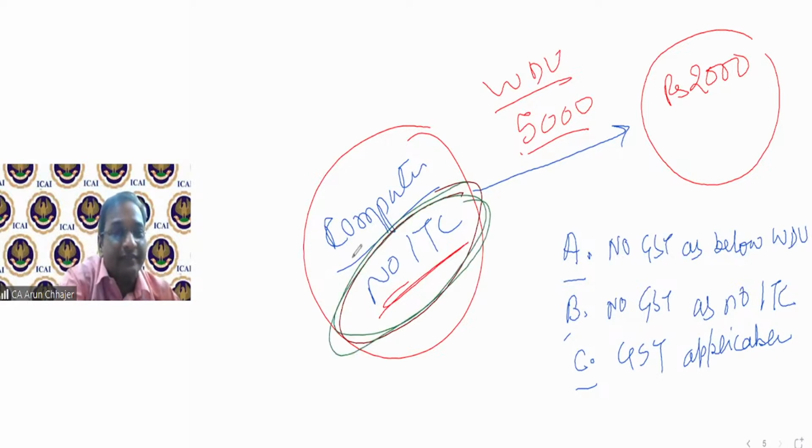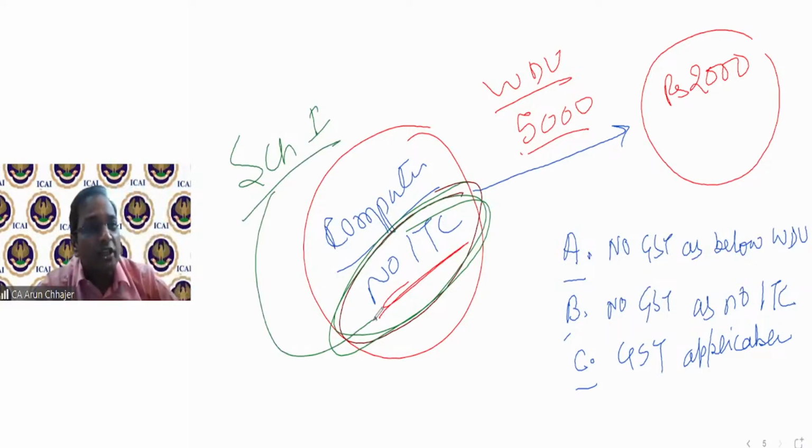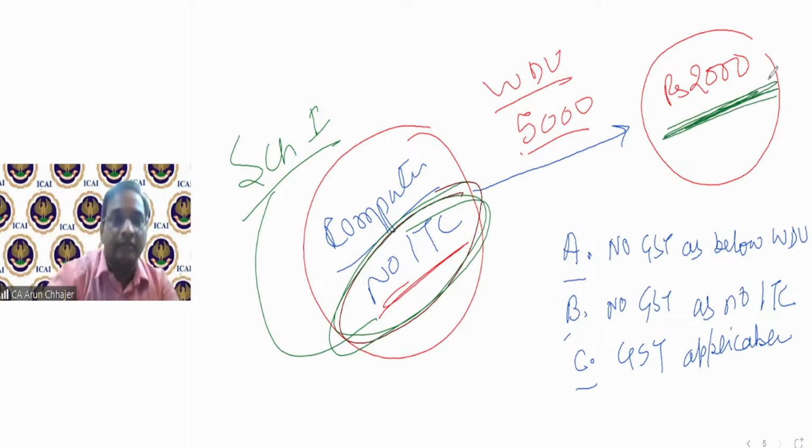No ITC. Can you please tell me where we discussed that if ITC is not taken, then no GST? Your answer will be Schedule 1. What is Schedule 1? An activity will be considered as supply even without consideration. Even without consideration. Whether there is consideration in this example.